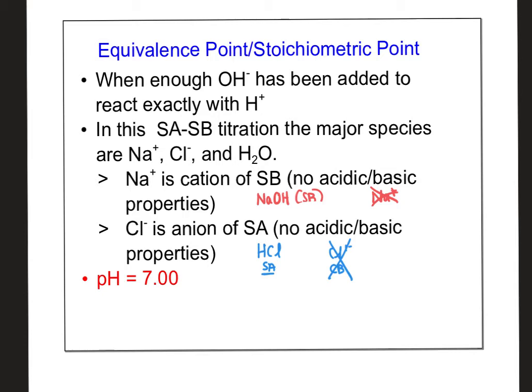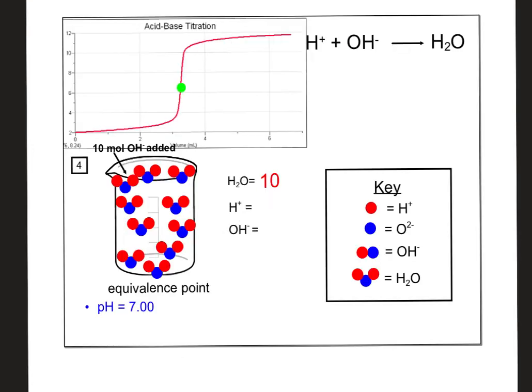So that means the only thing really that we care about floating around is the water. So we have water, and water has a pH of 7. So because water at room temperature has a pH of 7, the equivalence point for a strong acid, strong base titration will have a pH of 7.